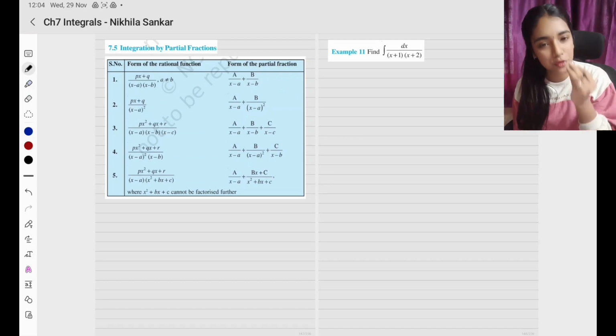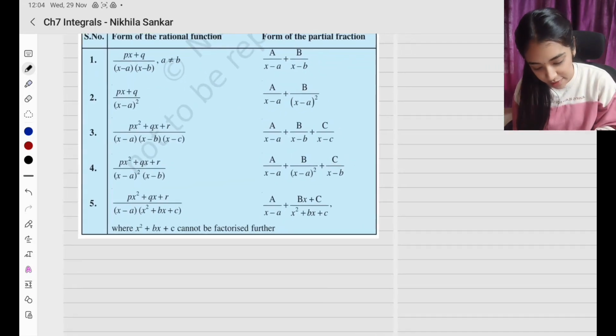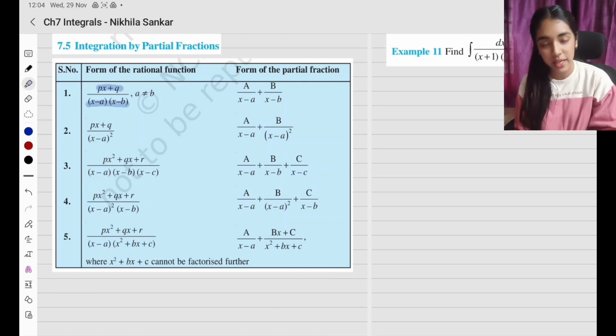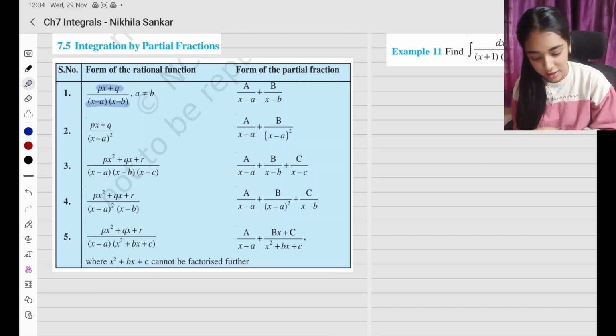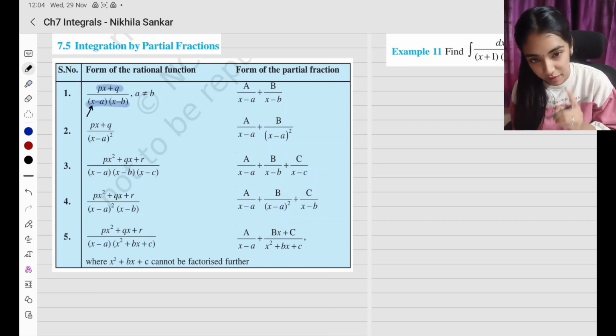You only have a few formulas in this. இது தெரிஞ்சதுன்னா you'll be able to solve a lot of questions. Okay? ரொம்ப easy. So first என்னலாம் இருக்கு? So you have px plus q in the numerator divided by x minus a times x minus b இருக்கு. So இந்த இடத்துல denominatorல you have x minus a. The power of x is 1.